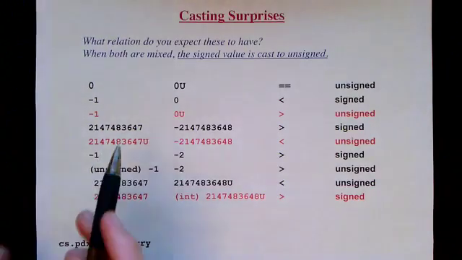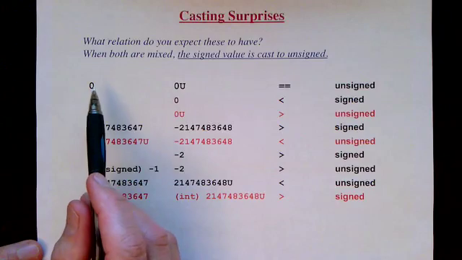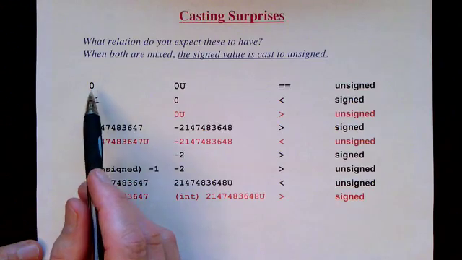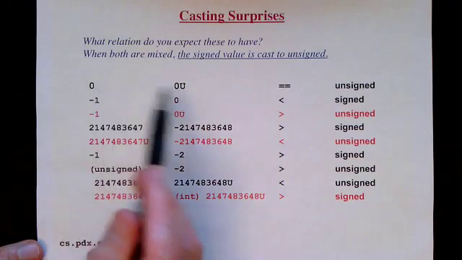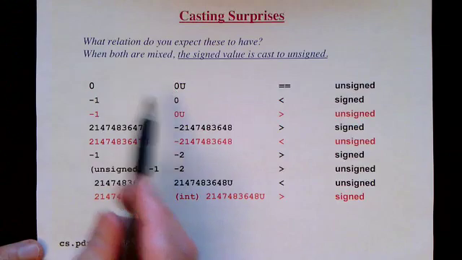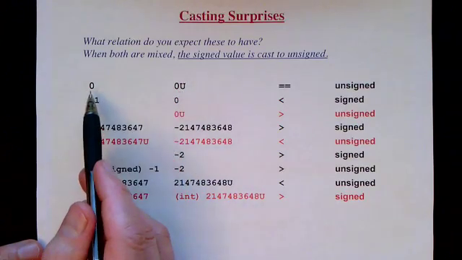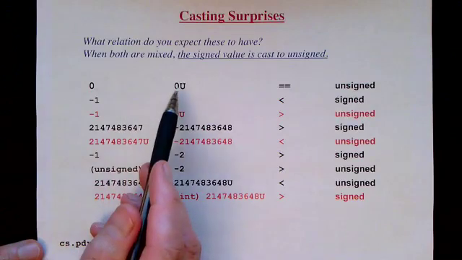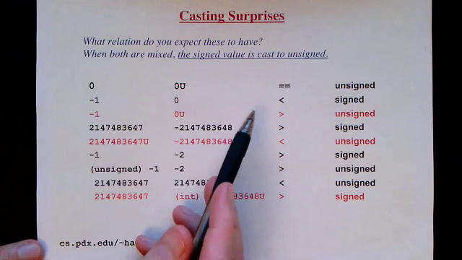Here are some examples of things that can surprise you. And what we're looking at here are two numbers, okay? And we're asking, what is their relationship? And the ones in black are exactly what you'd expect. If there's a U, it's an unsigned number. If there's not a U, it's a signed number. So 0 unsigned and 0 signed are equal.